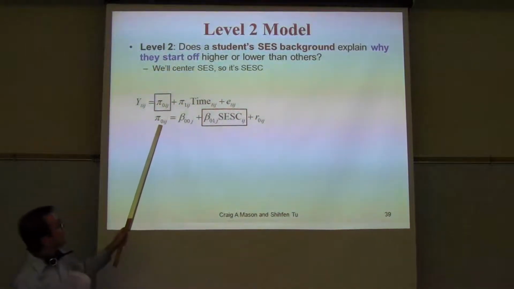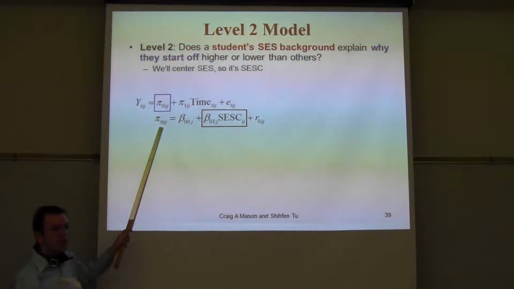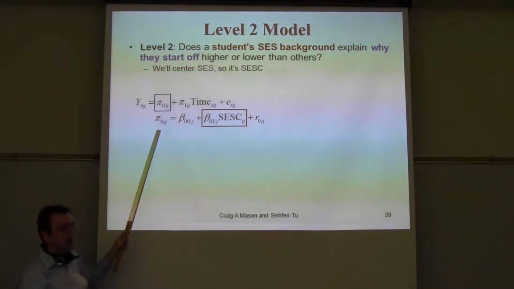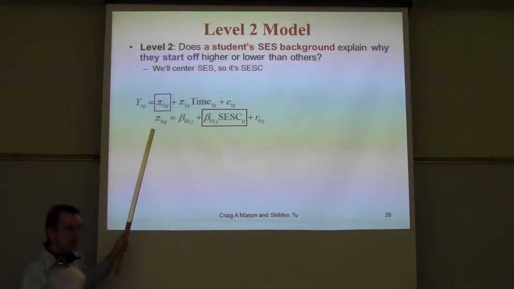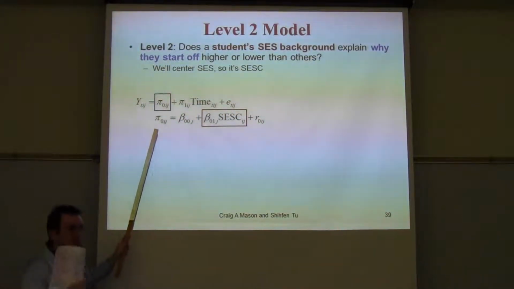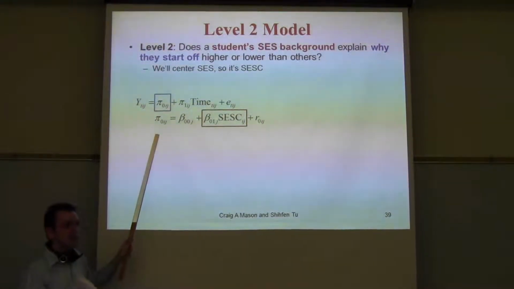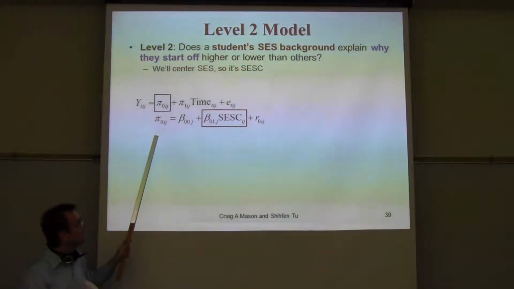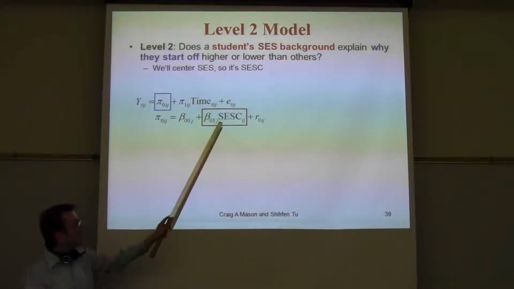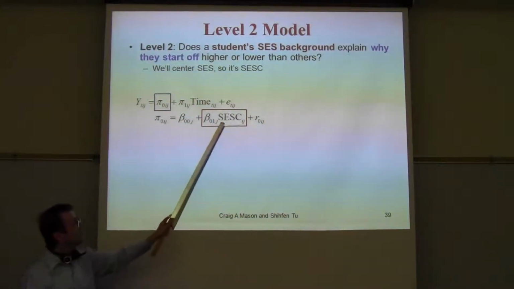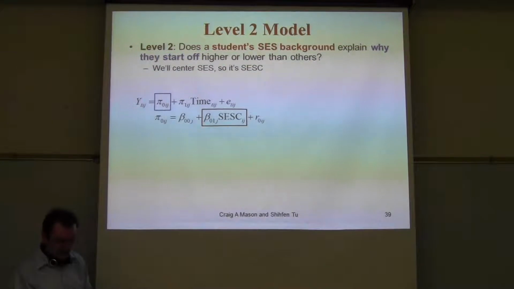Every time you see pi 0 ij, you say, oh, pi 0 ij, and I tested my pi 0 ij, and here was the result. But in your head, think baseline scores. We're predicting baseline scores for the kids, and seeing, are those baseline scores related to the family's SES?